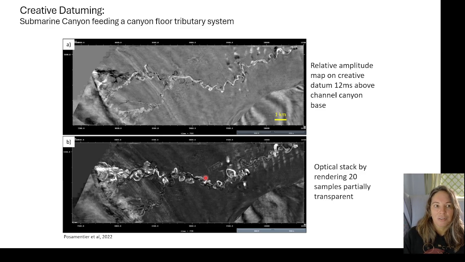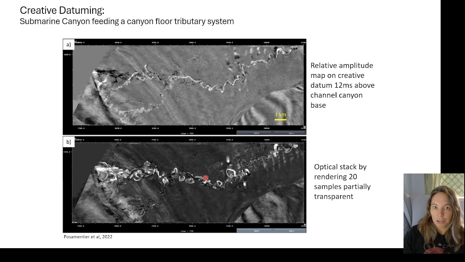With creative datuming, what you're doing is trying to pick a datum. It's not quite flattening, it's not quite dipping, it's not quite a horizon slice. But you're trying to pick a relative way to pick the horizon to image your channels.